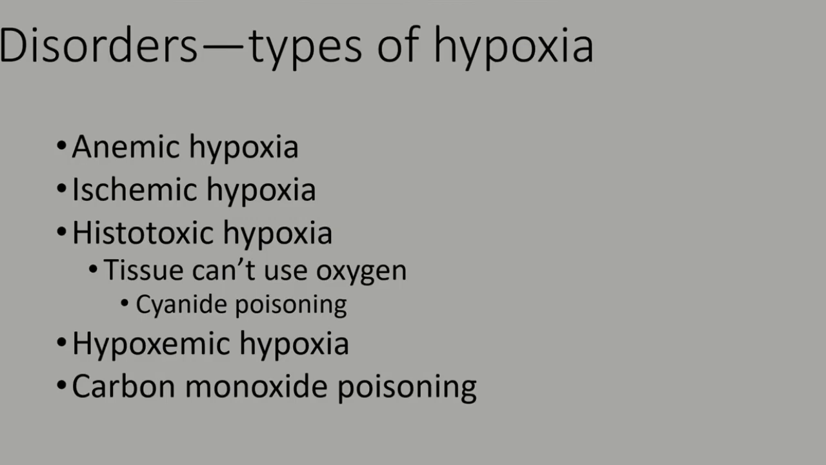So let's talk about some disorders related to oxygen, and we'll talk about hypoxia. Hypoxia just means low oxygen. And there are different types of hypoxia. So let's talk about some of them. The first, anemic hypoxia. Well, remember back when we were talking about erythrocytes? When we talked about things that interfere with an erythrocyte's ability to carry oxygen, that was anemia. Well, the condition that results from anemia is anemic hypoxia.